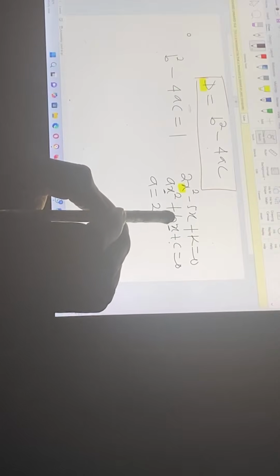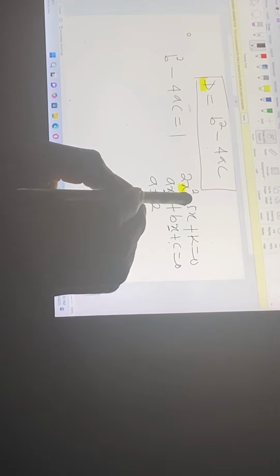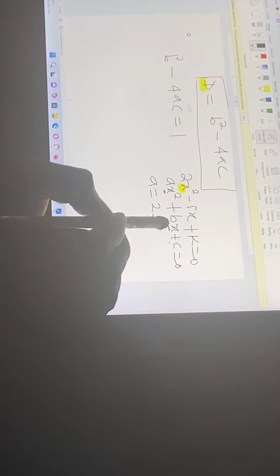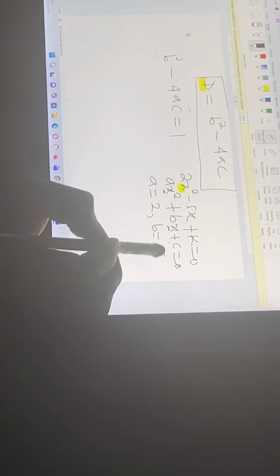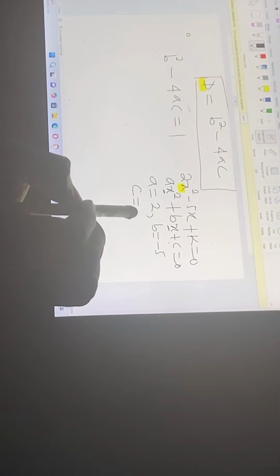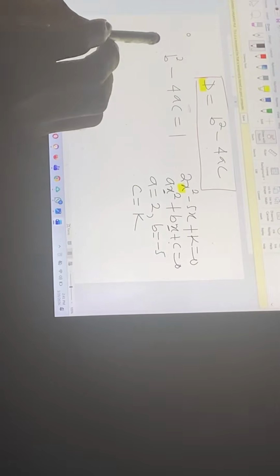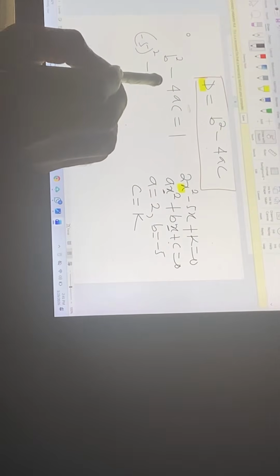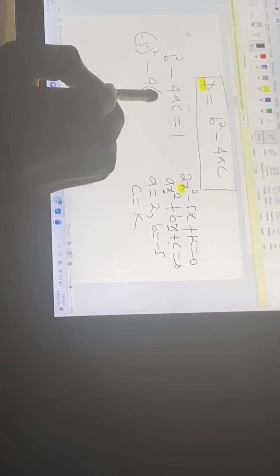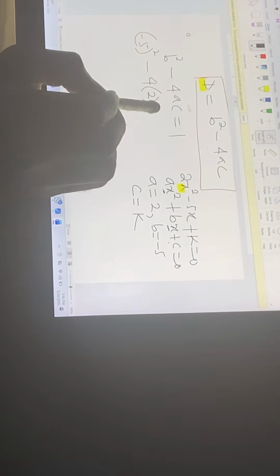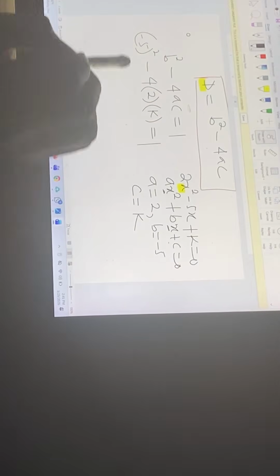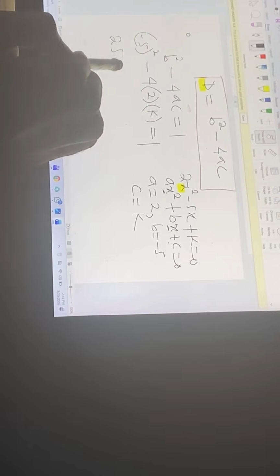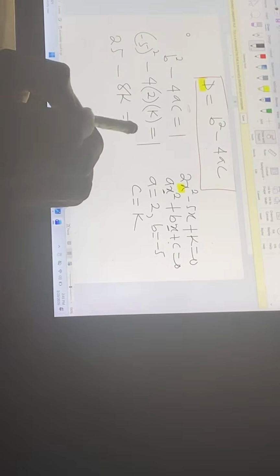This is s here, and the coefficient is b. So this is s and the coefficient is minus 5. When it is minus, take both the sign and the number. So b is equal to minus 5. And c is equal to k. So let's replace here: b is minus 5, all squared, minus 4 into a, which is 2, into c, which is k, is equal to 1. So minus 5 all squared is 25, minus 8k is equal to 1.